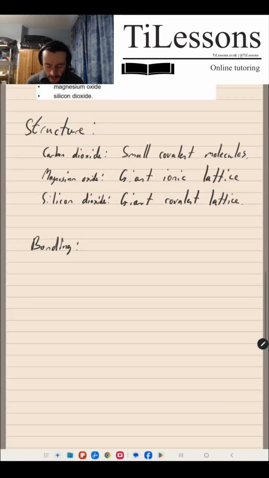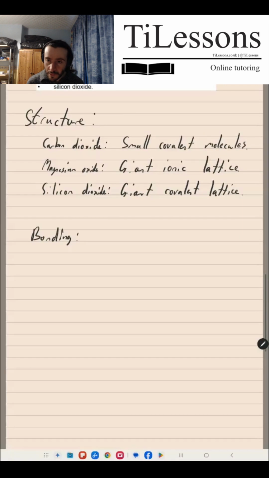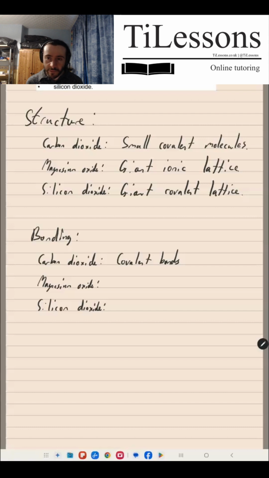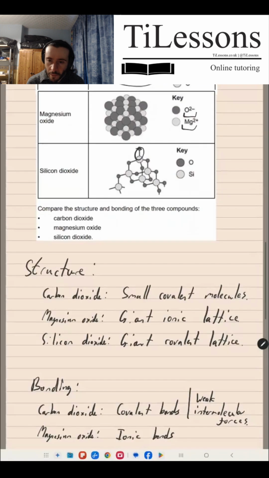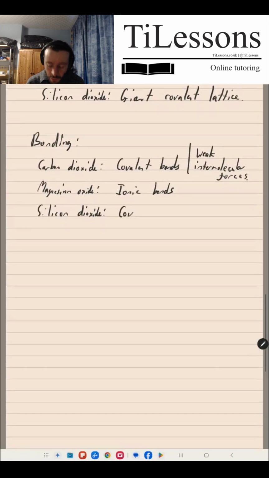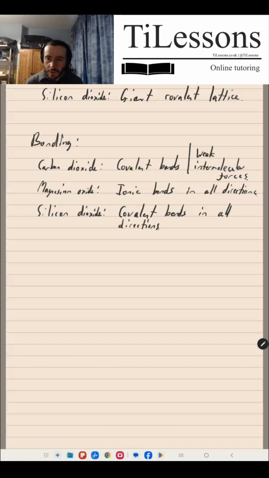And then on bonding, small covalent molecules have covalent bonds between atoms, but also between molecules they have weak intermolecular forces of attraction. Magnesium oxide has ionic bonding between a positive ion and a negative ion. And silicon dioxide has covalent bonds in all directions this time, so no weak intermolecular forces. Technically the ionic bonds are also in all directions, so let's put that in. So that's background for us to use in the question.